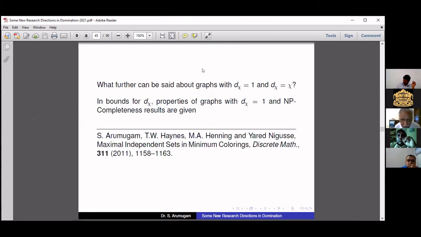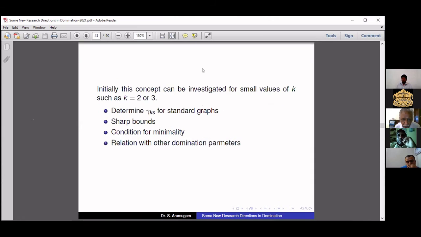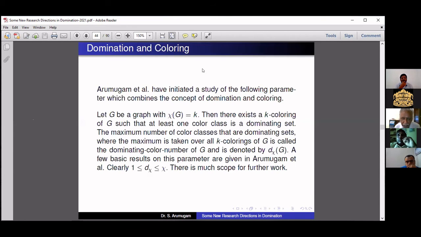I am not going to the details. I'll go to one more fundamental problem which combines domination and coloring. It was introduced by me, then I got a collaborator to work further on this problem.